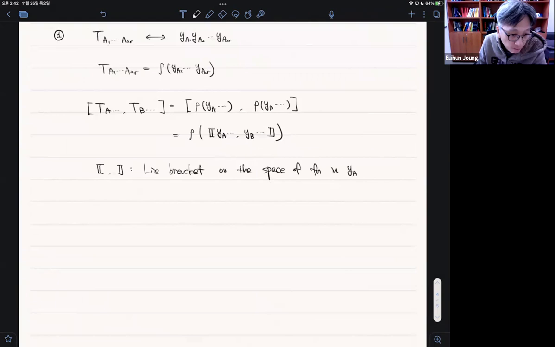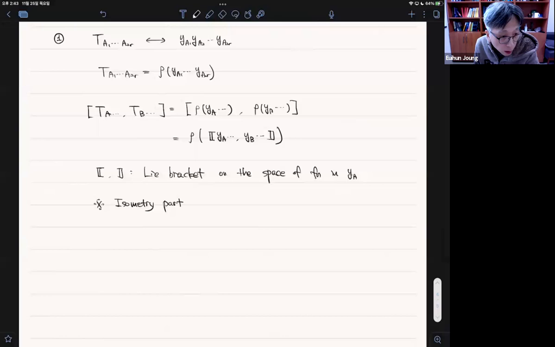And then here, one thing is that the isometric part, which is nothing but the quadratic guy, so Sp(4,R) is simply spanned by this y_A y_B, just the quadratic part. And then this would be the first hint to identify this Lie bracket.